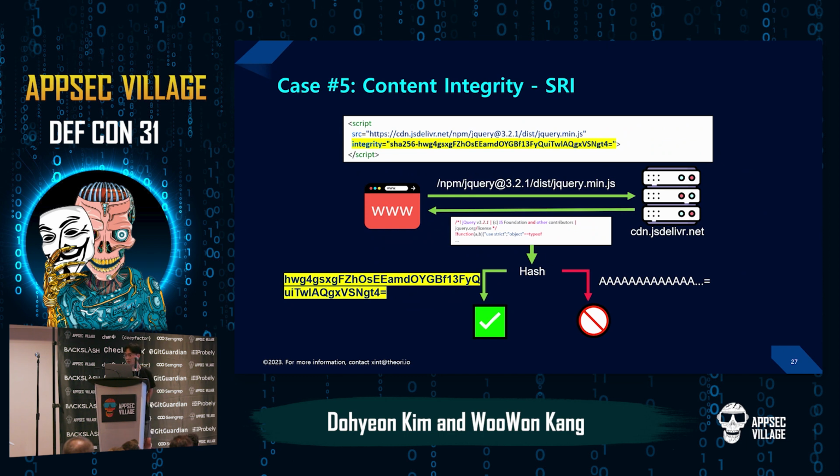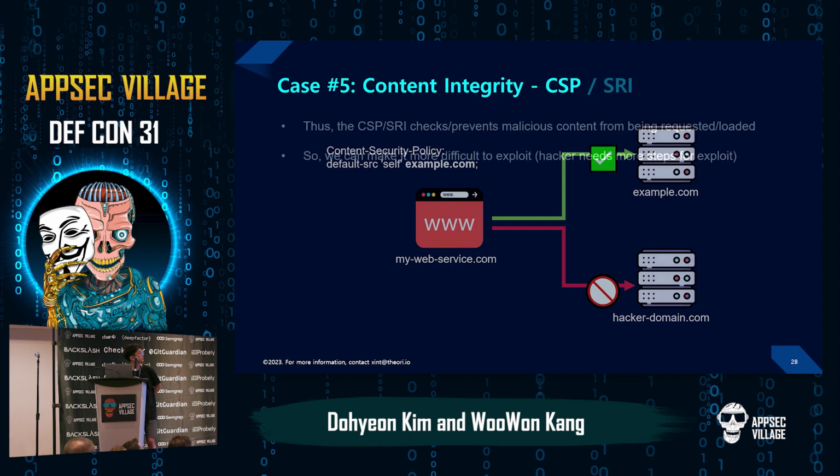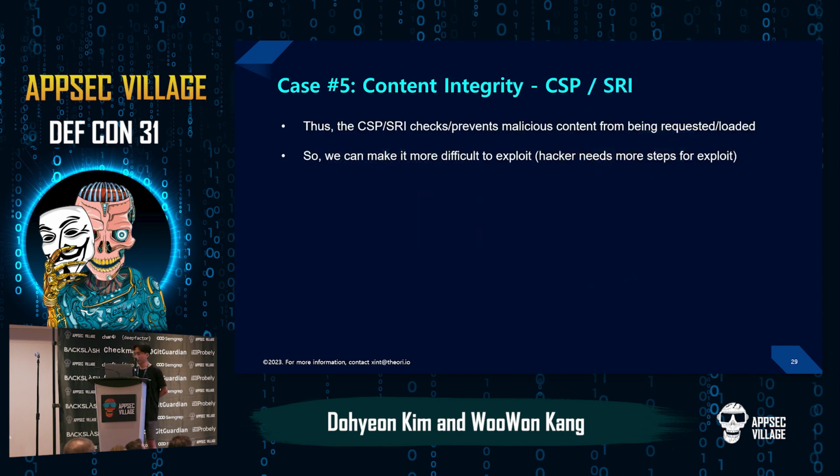Here is an example, the following SRI. When the SRI is applied, external content is validated and not loaded if the content has been malformed. This can help detect and block the malformed external content. And the second one for content integrity is the CSP. Let's assume that we only allow sending data to example.com like this. If someone hacked the website and tried to send data to another domain, that will be blocked. This means checking or preventing integrity when malicious content is requested or loaded.